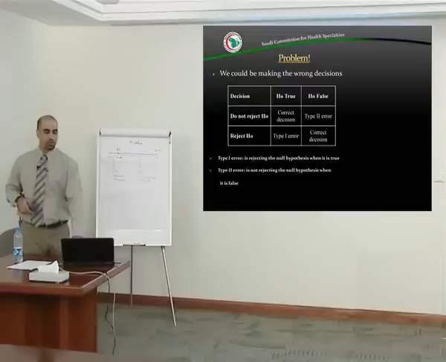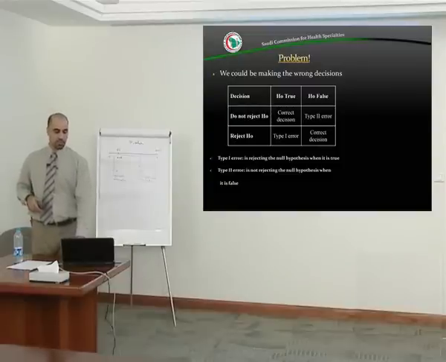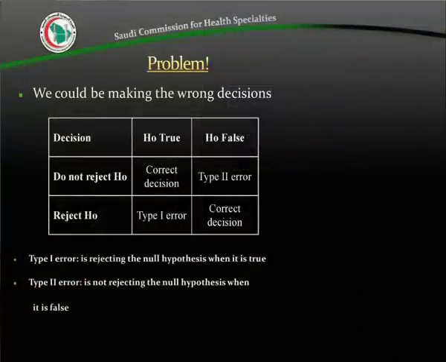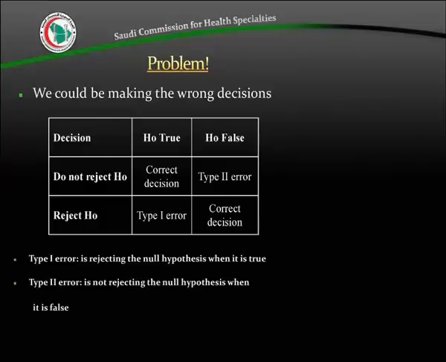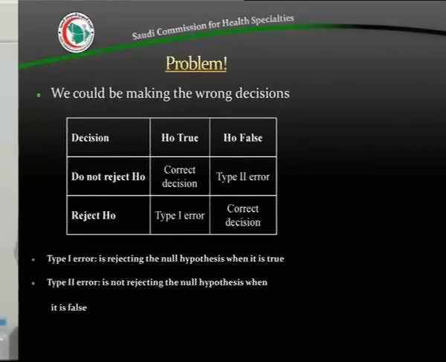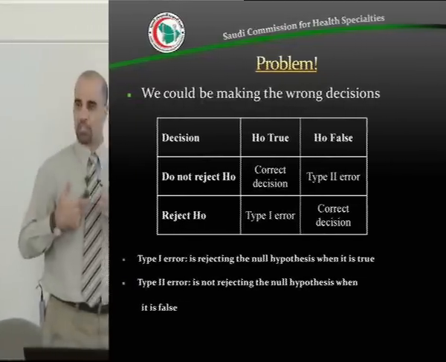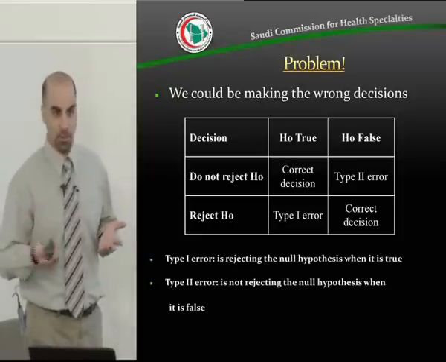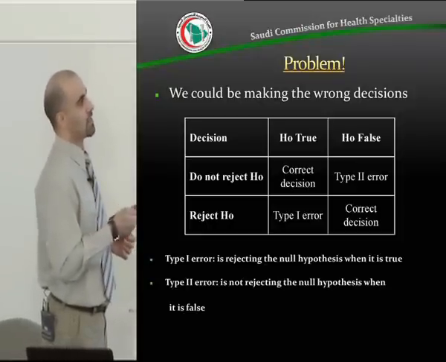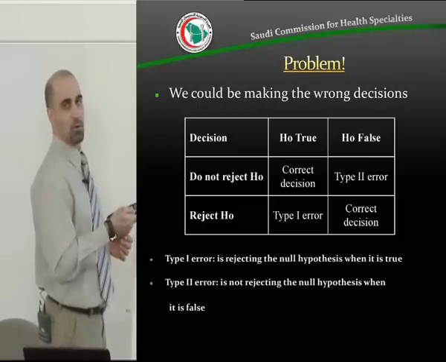Now, we could be making the wrong decisions in the following scenario. This is the decision that I come up with. I can come up with one of two decisions. Either reject the null hypothesis or do not reject the null hypothesis. These are the two cases. But in fact, in truth, either the null hypothesis is true or the null hypothesis is not true. Okay? So this is a fact that we do not know, but I'm just hypothesizing. I'm just giving you the theory. So this is saying that the null hypothesis is true, H0 is null hypothesis. This is saying the null hypothesis is false.